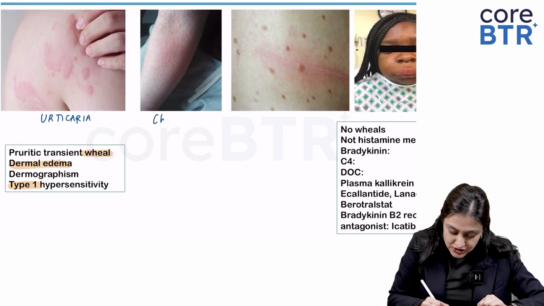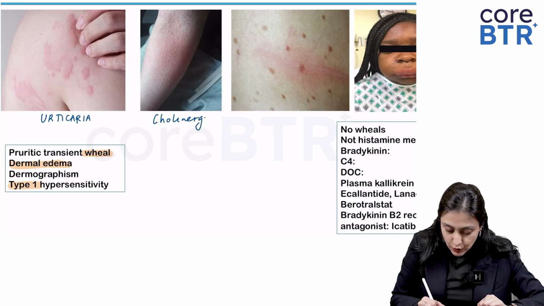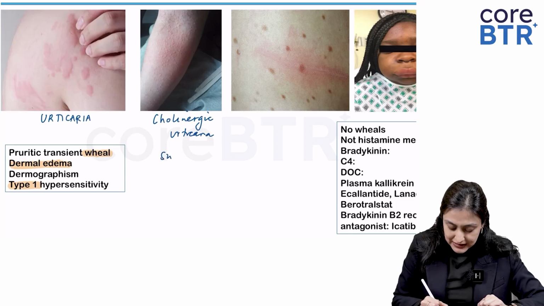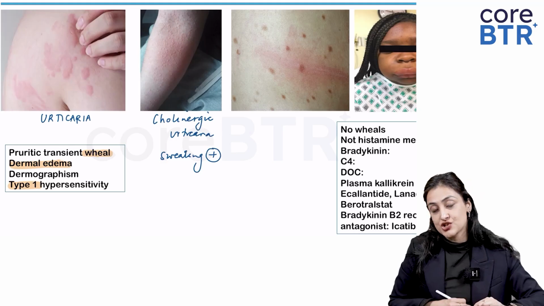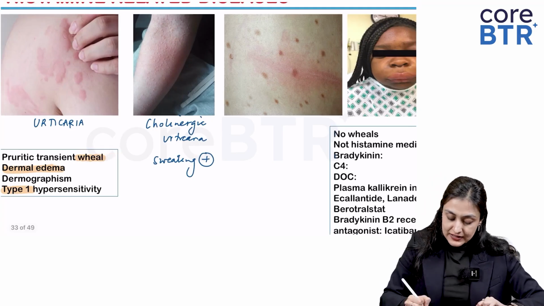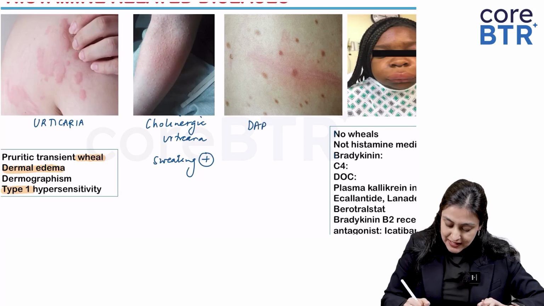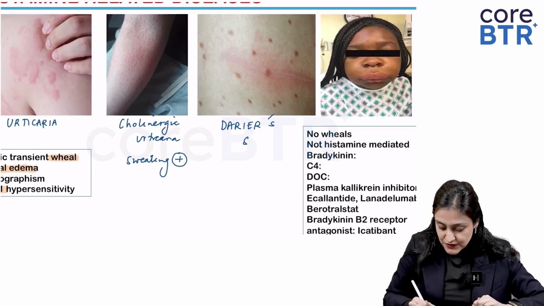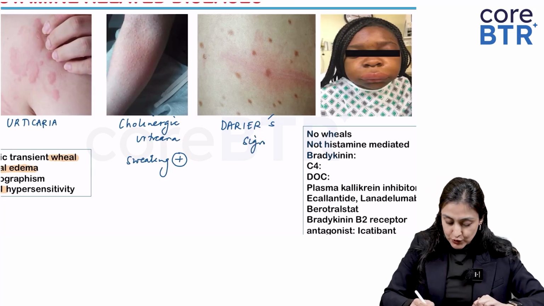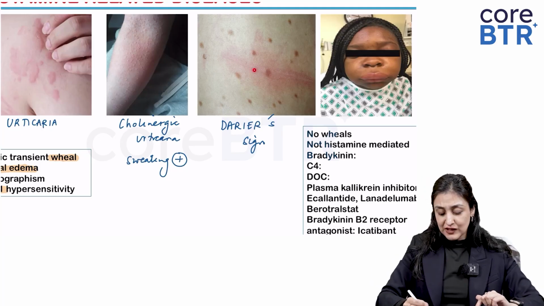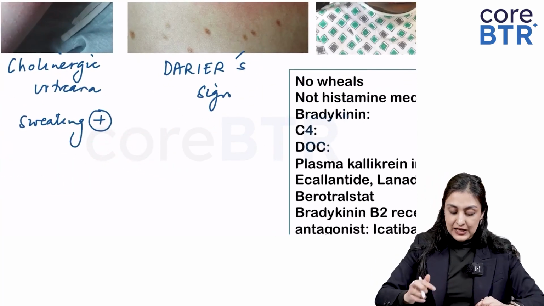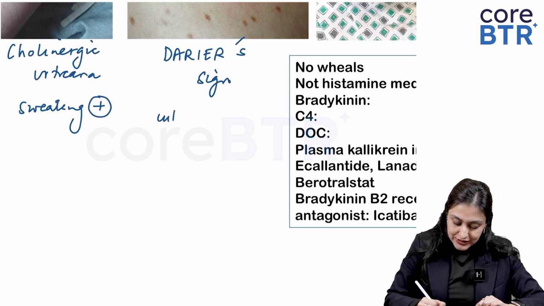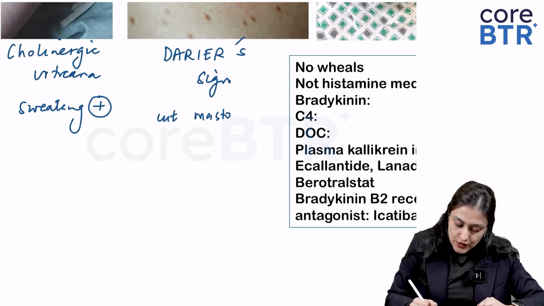This one is a special type of urticaria called cholinergic urticaria, meaning wherever there is sweating in hot areas, if you sweat, you have these reddish wheals. And this is important. This sign has been asked just in this exam, November INI. So this is Darier's sign, that when you just scratch, you're going to have this reddish wheal. So this is what we see in cutaneous mastocytosis.